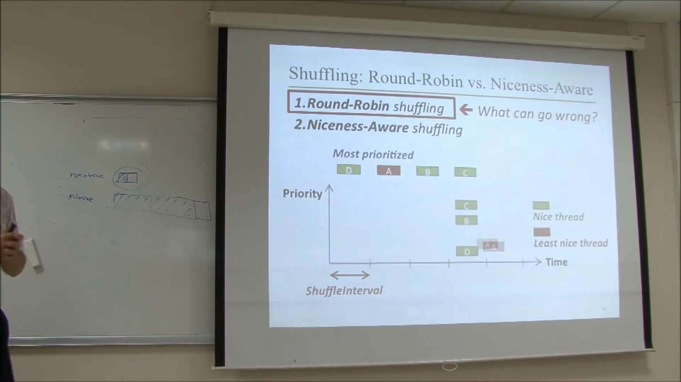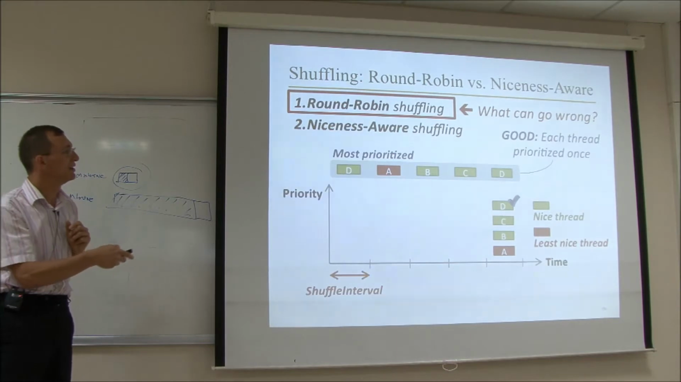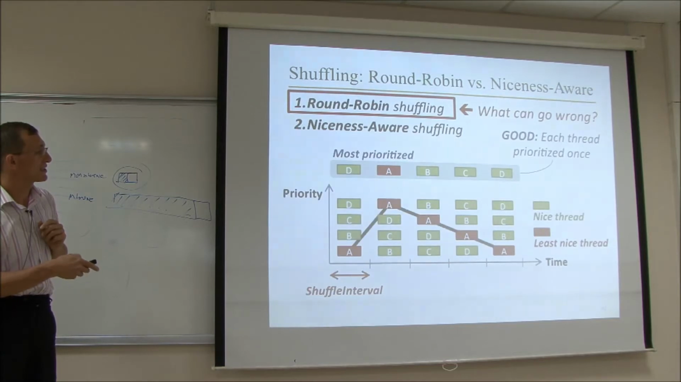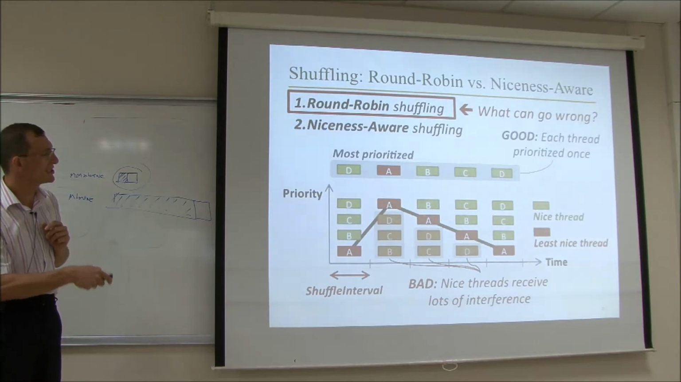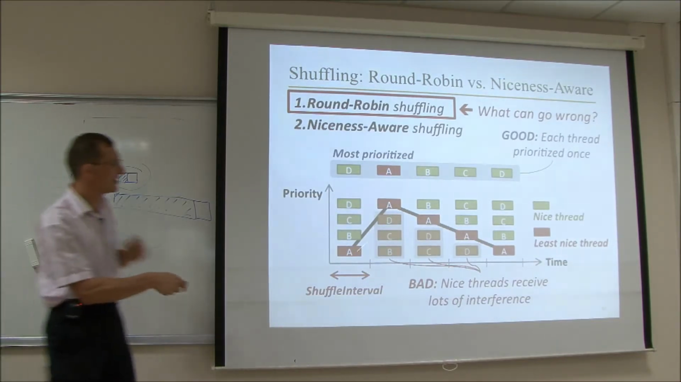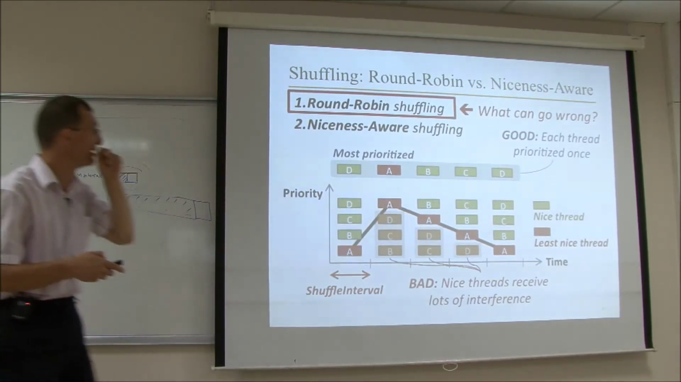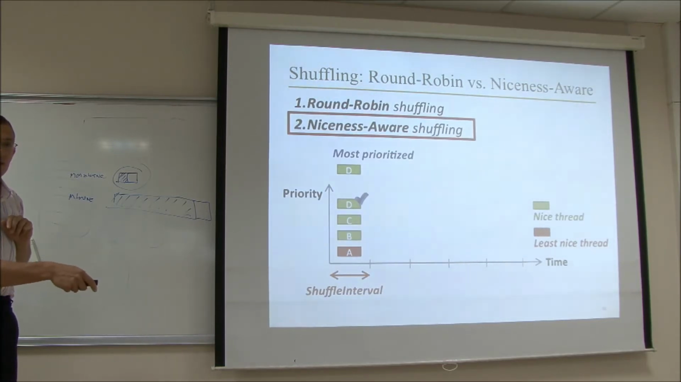And this is what happens if you actually do round-robin shuffling. The good part is each thread is prioritized once. The bad part, if you look at this, is that with this shuffling, nice threads get lots of interference from this least nice thread. These are the nice threads. They are below the least nice thread for a long time. The area under this curve tells you how much interference the least nice threads actually receive. So with niceness-aware shuffling, we'll fix that problem. Basically, we're going to keep the least nice thread at the bottom for a long time, except we're going to prioritize it once in a while.